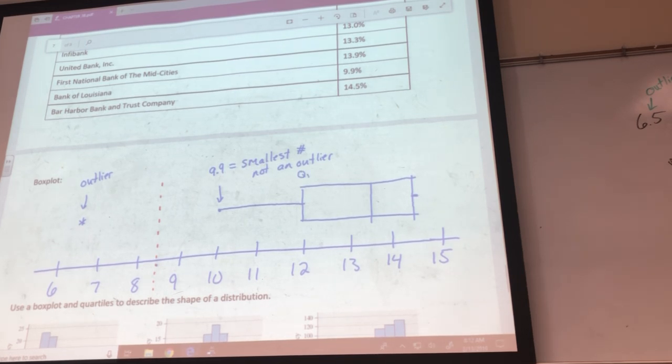So I guess I can label all these. This is our Q1, this is our median, this is our Q3, and then this number right here that's kind of hard to see, that's our maximum, which is 14.5. But those two, since they're so close together, it's hard to really tell what that upper whisker looks like.